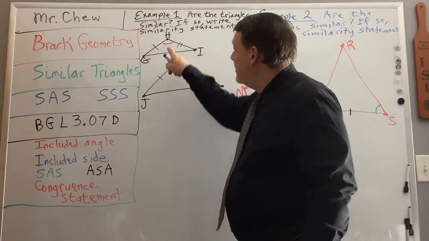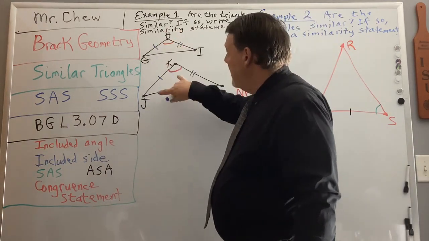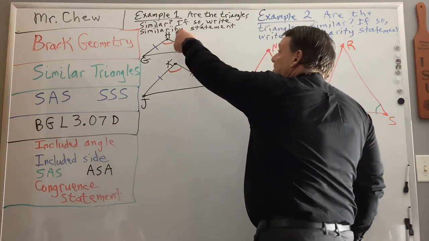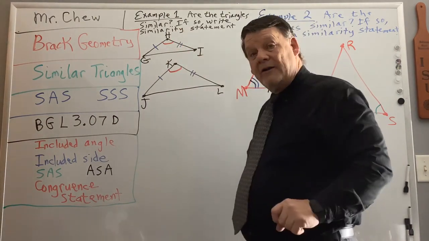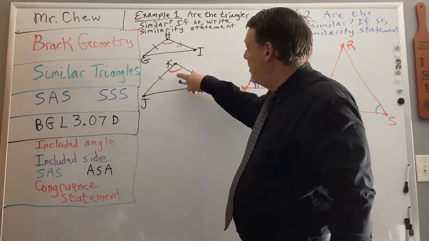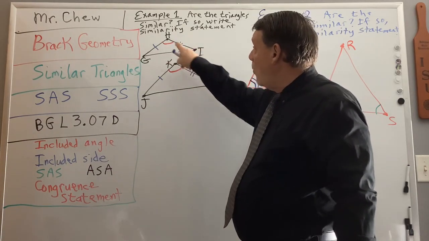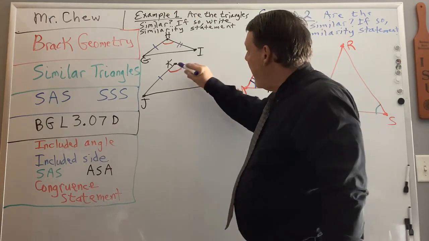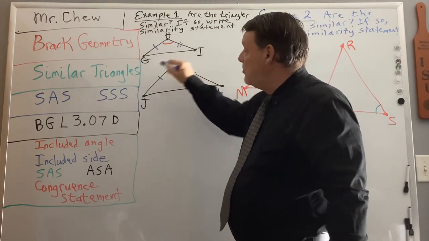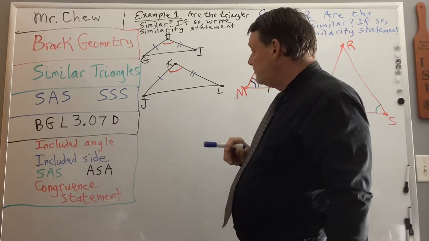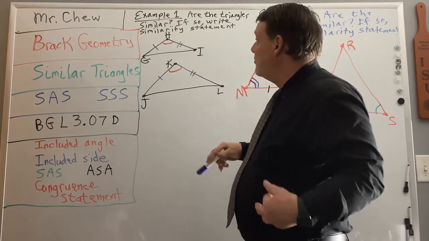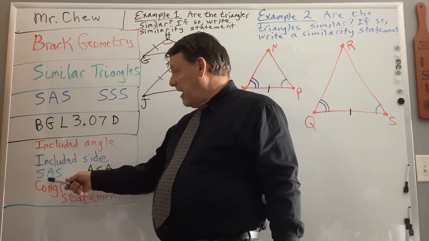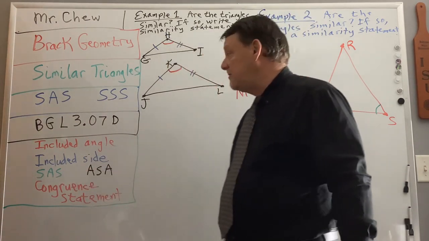Now when you mark these, that means that this side and this side correspond. And this side correspond. And since angle H and angle K have just one arc in it, it means they correspond. So the angle is in between these two corresponding sides. So if these are congruent, it would be side angle side, because the angle is in between the two sides.